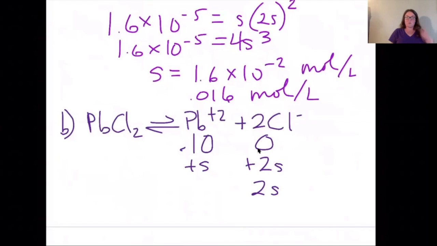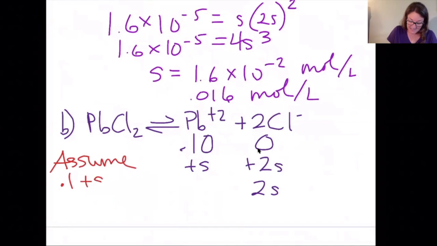Now, here's where you need to consider, is S going to be a big number or a small number? It's almost always a really small number. And since it's a really small number, I can make an assumption here. I'm going to assume that 0.1 plus S is basically still 0.1. That allows me to put a 0.1 here rather than 0.1 plus S. The advantage of that is I don't have to try to solve a third degree polynomial now, which is great. And it's mathematically going to be about the same.